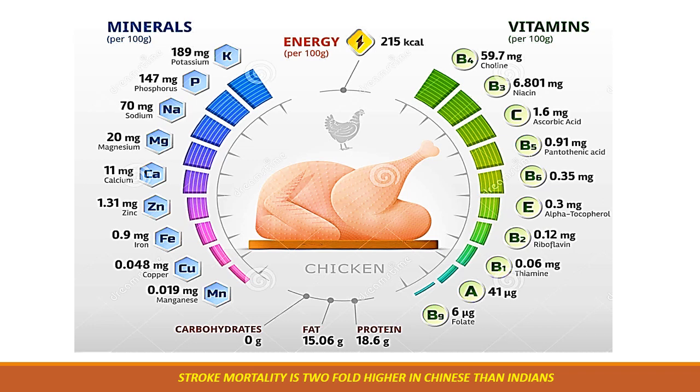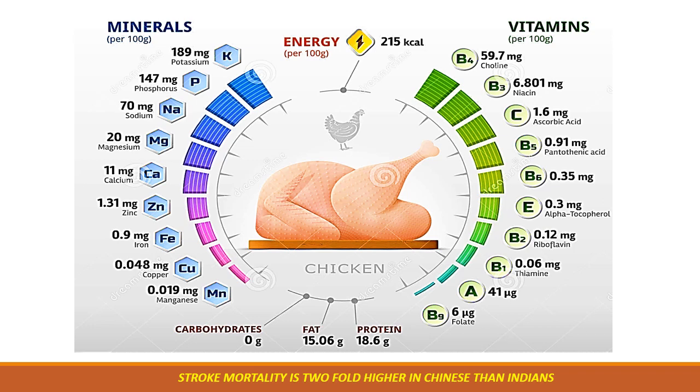Here we can see the minerals and vitamins present in meat. You can see it on the left side, from top to bottom, the content or concentration goes downward. Similarly, on the right side, we can see the vitamins from higher level to lower level. We can see that minerals like potassium, phosphorus, sodium, magnesium are quite rich. Similarly, iron at 0.9 mg is quite high, and that is very important for us for preventing anemia and for blood cell formation.